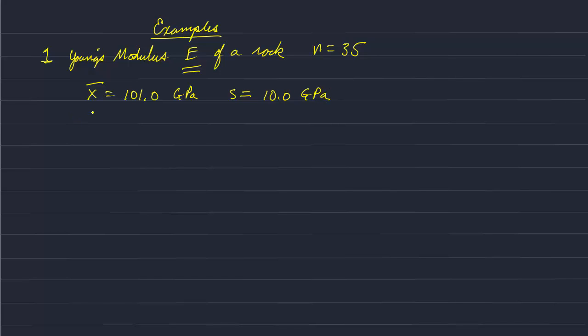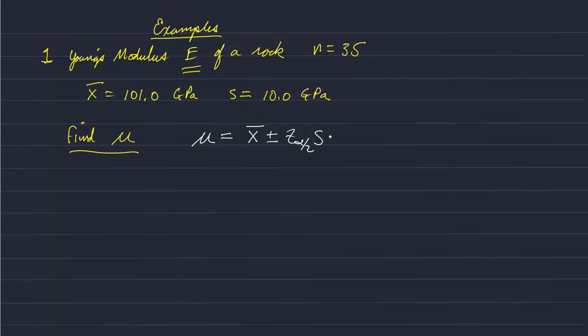So again, our goal is to find the true mean Young's modulus of our rock. And we do that by saying that mu is equal to our estimate of the mean, our best guess of the mean, which is x bar, plus and minus z alpha over 2 times s.